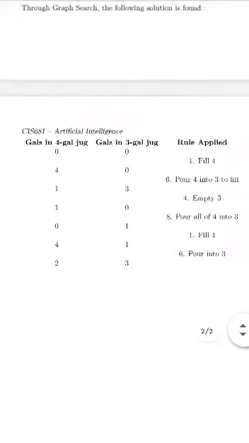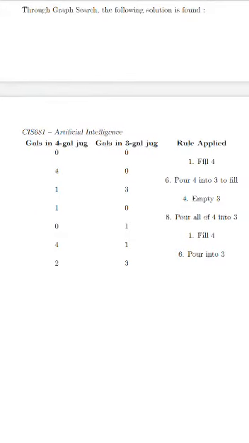Thus, in this way we conclude that the water jug problem can be solved with the help of different production rules. Okay, thank you.